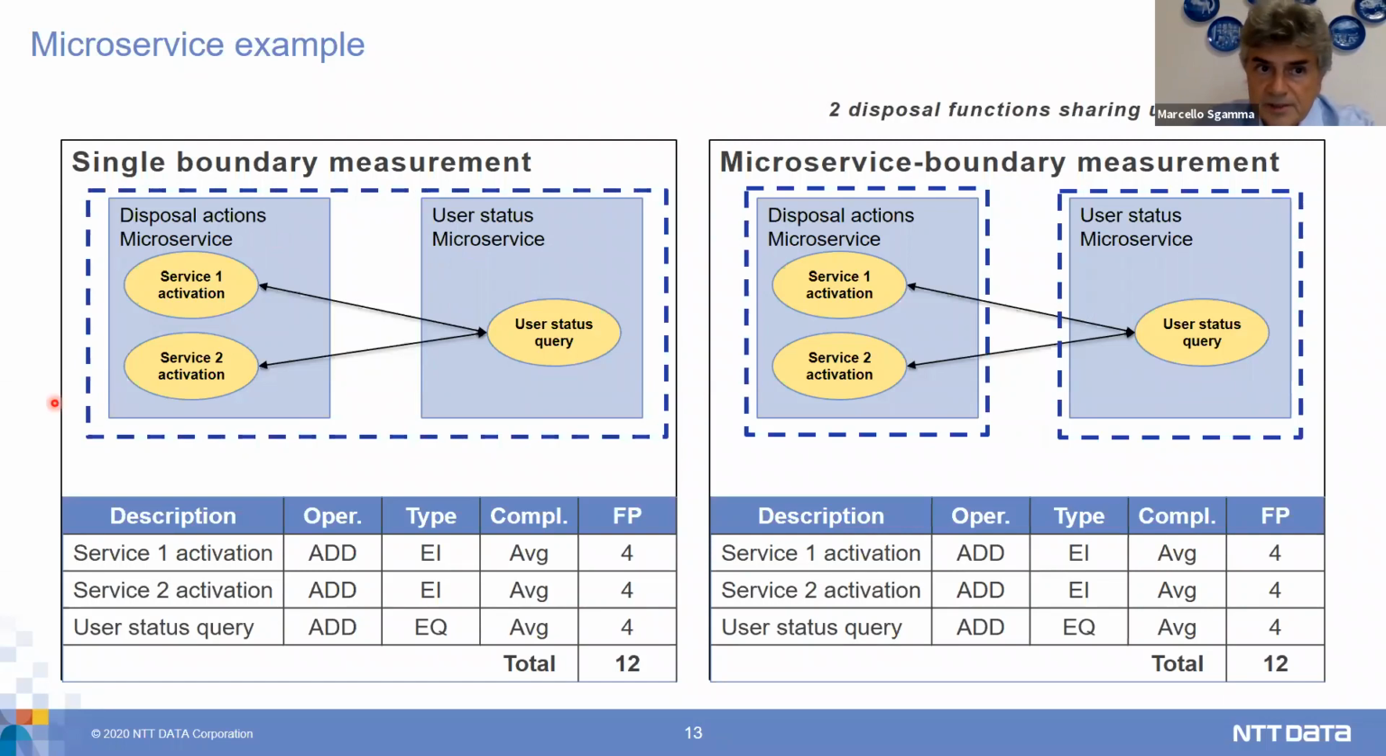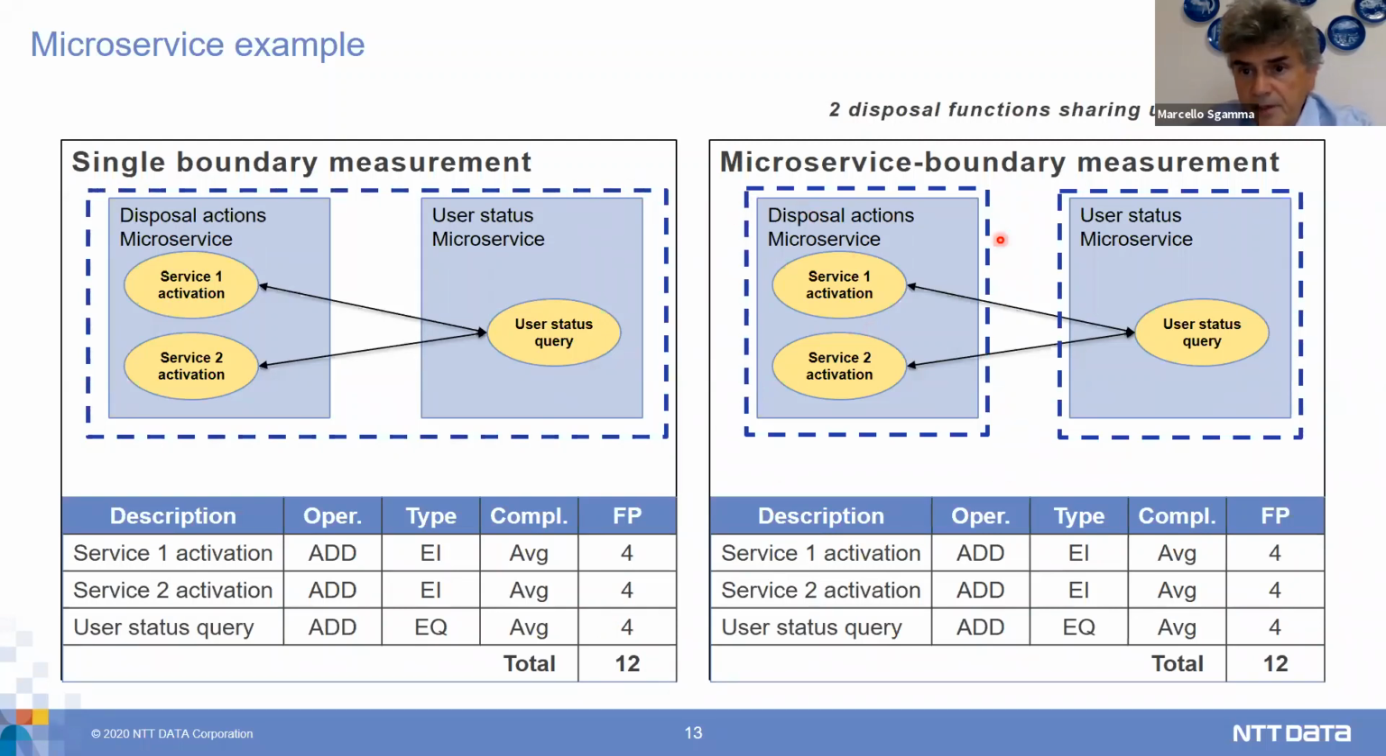If we measure a microservice example with the SOA approach and the single boundary measurement, in the architecture we will have a microservice for disposal actions and a microservice for user status services. Therefore, the user status query service is an operation of this microservice, and the two activation functions are operations of the disposal actions microservice. With this approach, we have the same count we have seen before for SOA, and we have the 3 elementary processes for a total of 12 function points.